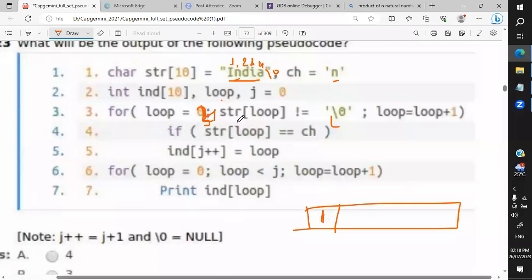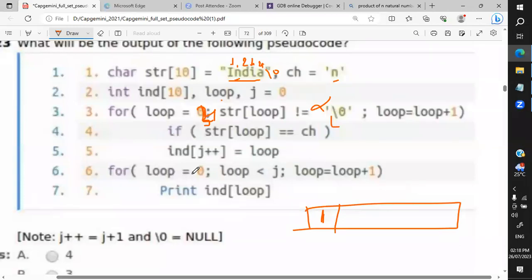Okay. For A, what will happen? A equal to CH. False. Goes back. Loop value will become 5. Comes null character. Loop equal to null character. False. Right? This is false. It comes out of it. Out of it, what is there?